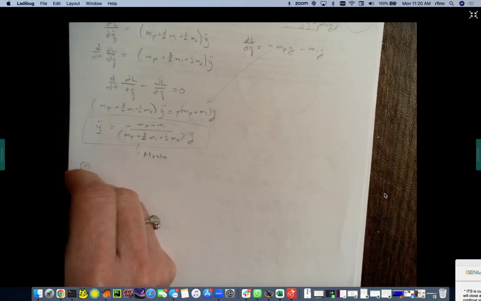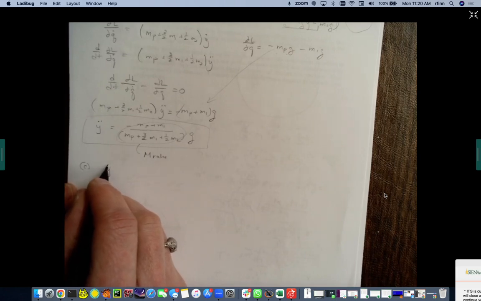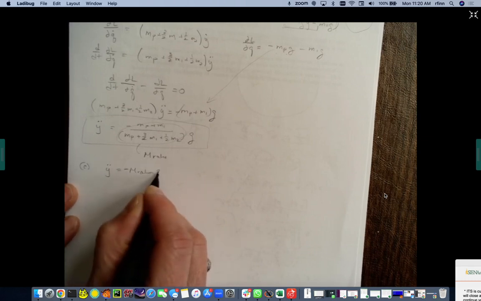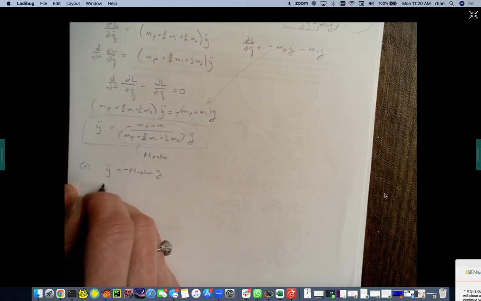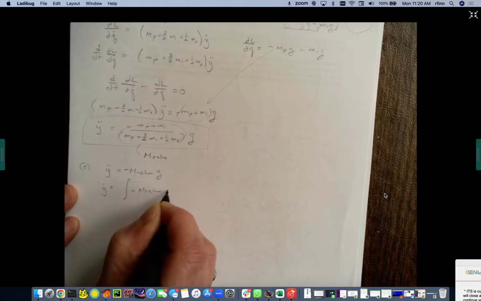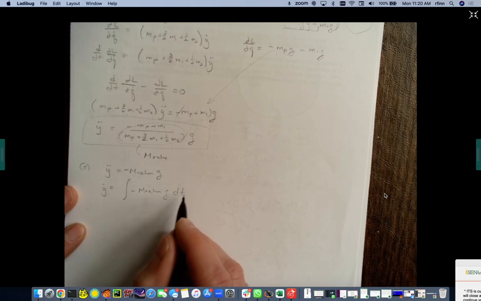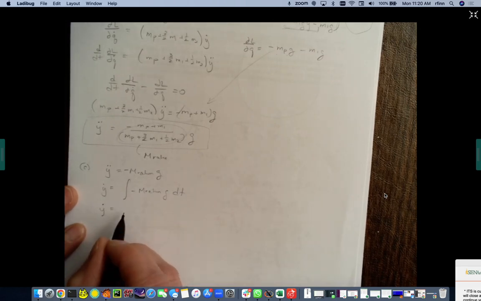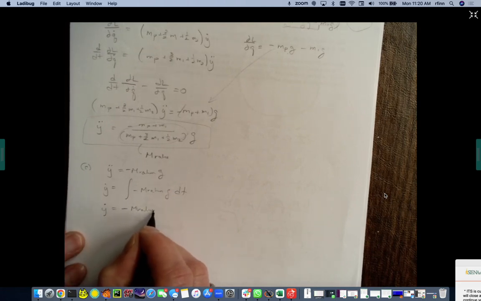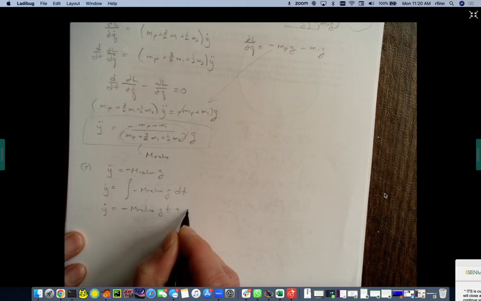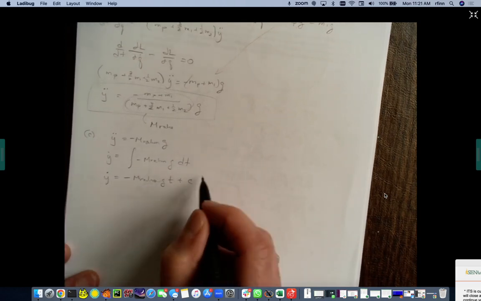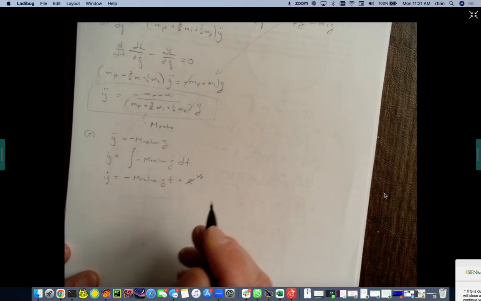Okay, so for C, if we have y double dot equals our m ratio g, then y dot equals the integral of the m ratio g dt. So y dot equals negative m ratio g t plus a constant, and that constant is going to be whatever our velocity is when t is 0, right? So this is actually our initial velocity.